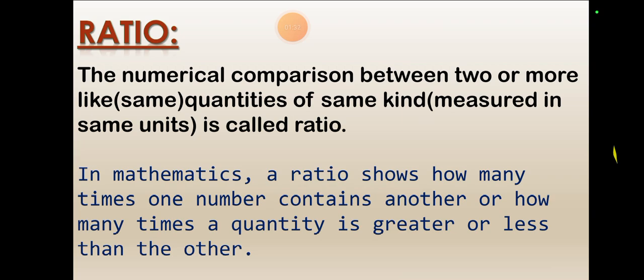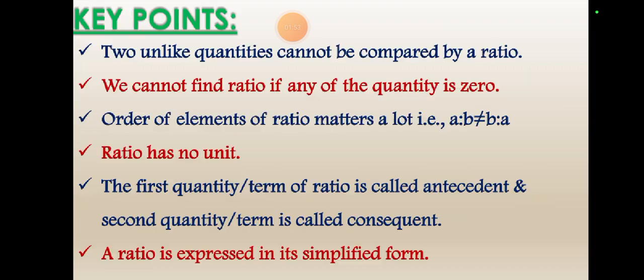Okay, so in mathematics a ratio shows how many times one number contains another, or how many times a quantity is greater or less than another. For that we need the quantity to be the same. So basically we check how one number contains the other, and how the other contains the first, and how much greater or less they are than one another.